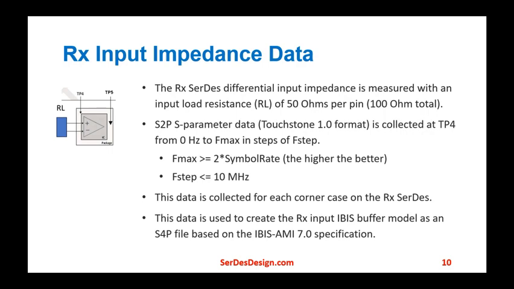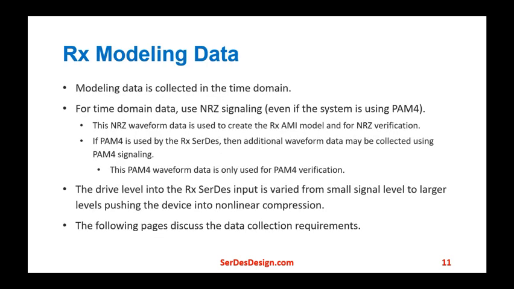This data is used to create the receiver input IBIS buffer model as an S4P file based on the IBIS-AMI 7.0 specification or later. The receiver modeling data is collected at TP4 and TP5. The modeling data is collected in the time domain. Even if the system is using PAM4, the modeling data is NRZ. The NRZ waveform data is used to create the IBIS-AMI model and for NRZ verification.